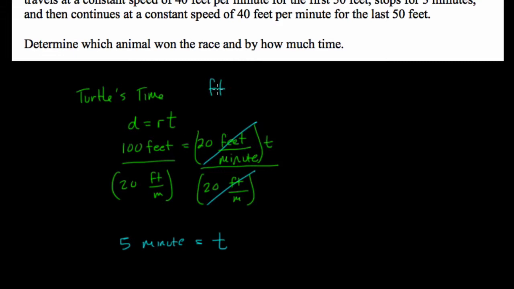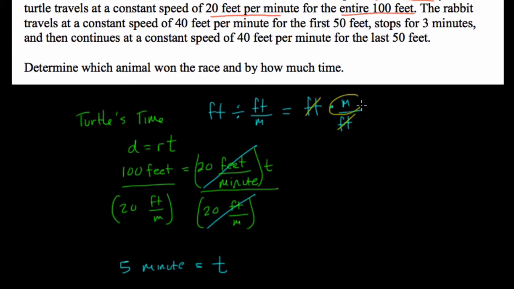If you have feet divided by feet per minute, although we're dealing with units, feet and minutes, it's units, not numbers. We can treat them as if they're numbers. In other words, we can multiply by the reciprocal of the fraction. When you divide by a fraction, you really can multiply by the reciprocal of that fraction. So here, feet divided by feet, even though it's a funny concept, it divides to 1, and it's the minutes that are left over. So this tells us that the turtle's time is 5 minutes.